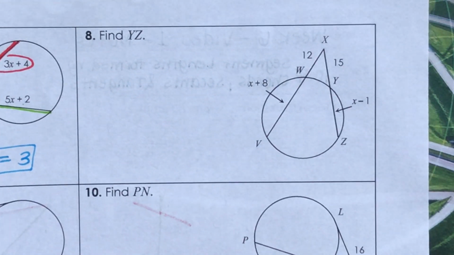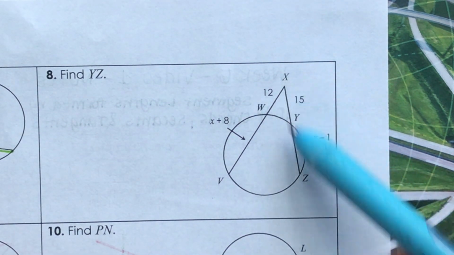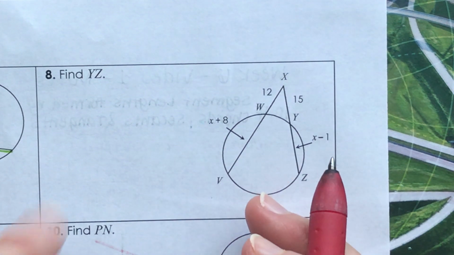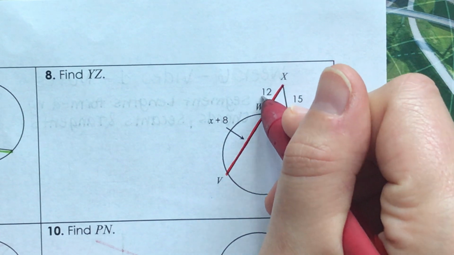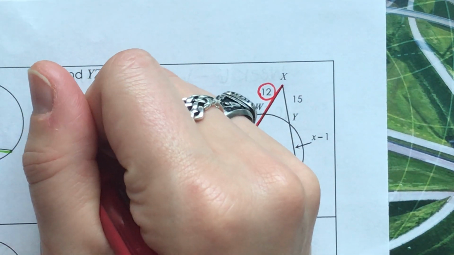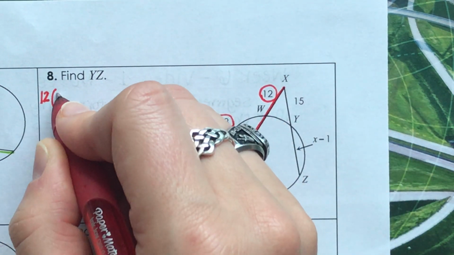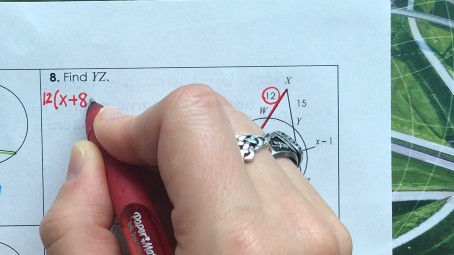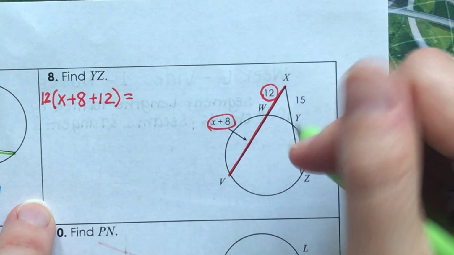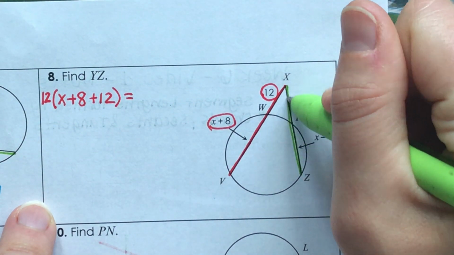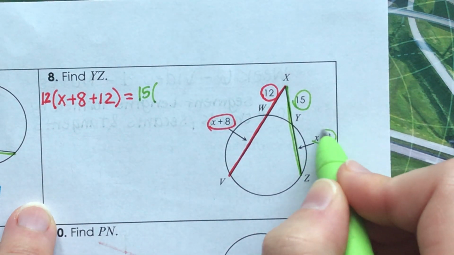All right, looks like I've got the same thing again for number 8. Outside times the whole, outside times the whole. So let's start with this one over here, XV in red. My outside number is 12 times the whole thing is x plus 8 plus 12. Now I'm going to do the other side. Outside times the whole.